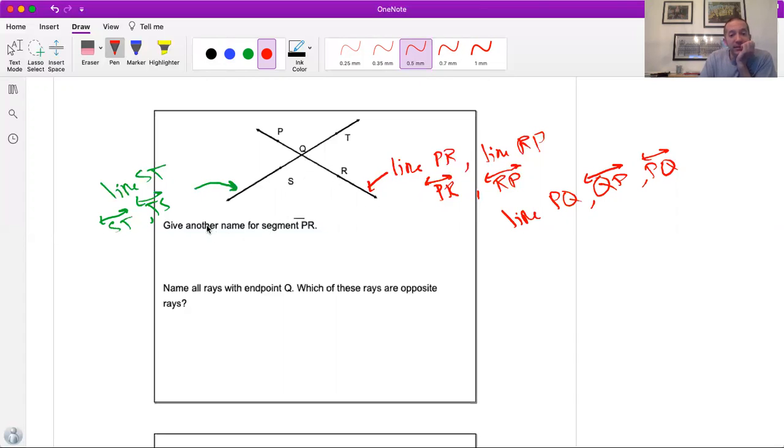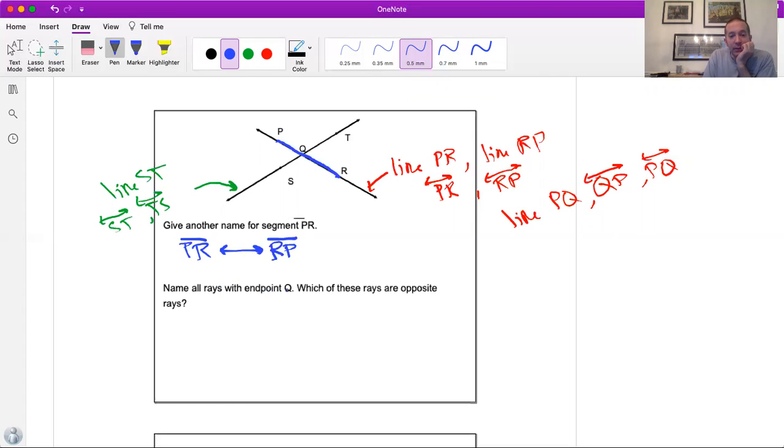This says give another name for segment PR. So segment PR, I'll do it in blue, is this segment right here. It goes from P to R, and contains all the points in between them. Another name for that would be RP, because it starts at R and ends at P, and has all the points in between. Hopefully you can see that PR and RP represent the same little piece of this line.